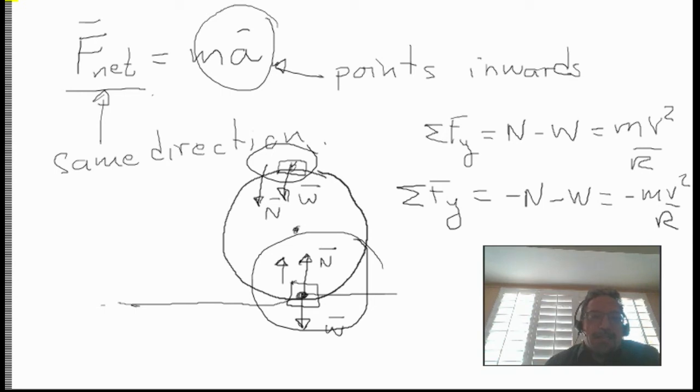So that's the most important fact to remember: this net force is a combination of all the forces, but to maintain your circular motion, that net force has to always point towards the center of the circle.